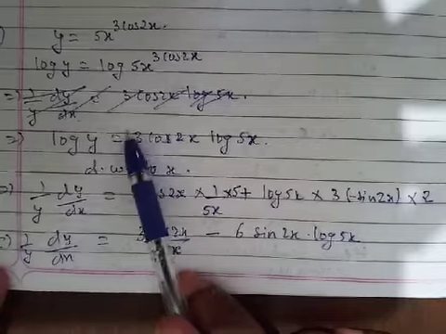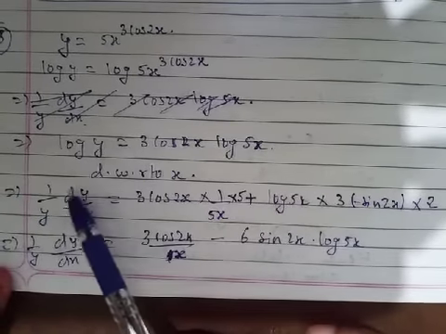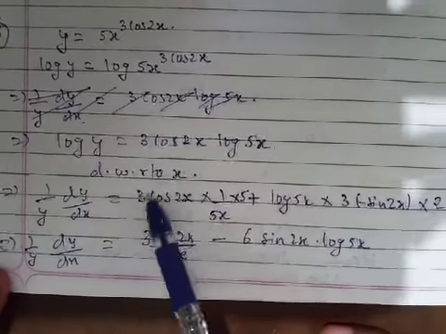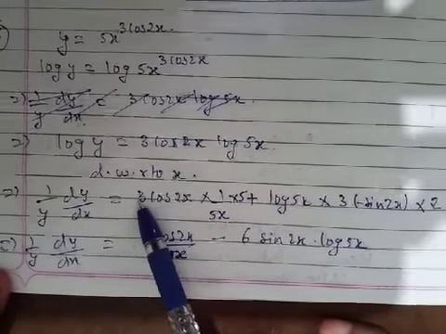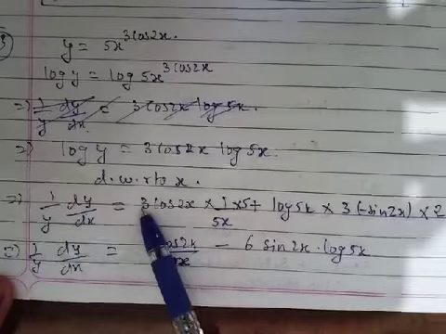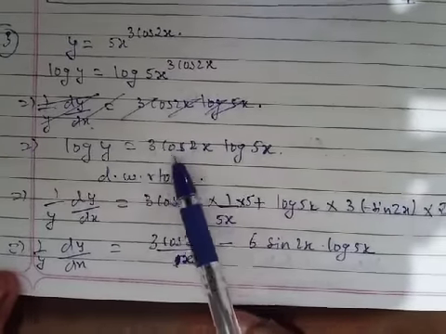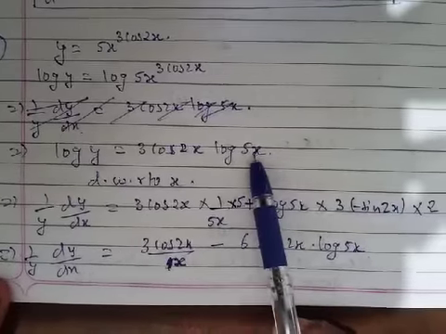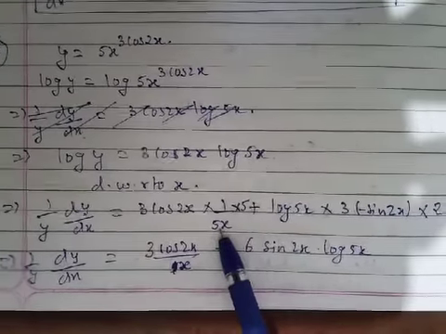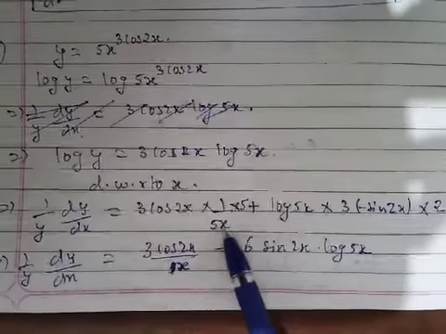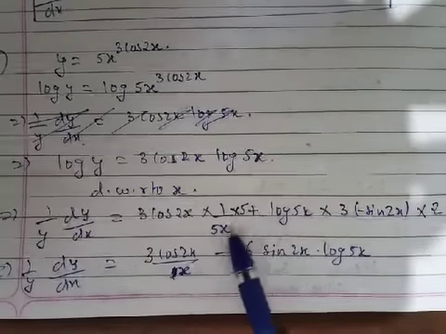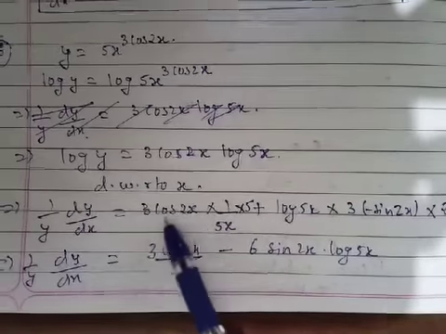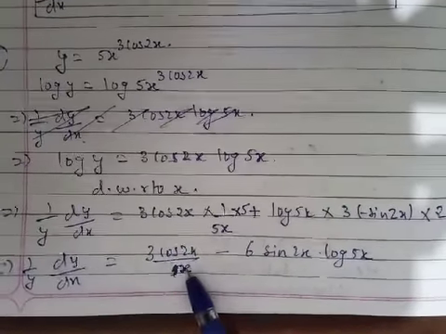3 will be constant. So log y, what is the derivative of log y? 1 by y dy/dx plus 3 is a constant, so it will be kept as it is. If we keep constant cos 2x, then take the derivative of log 5x: 1 upon 5x. And what is the derivative of 5x? 5. So 5 and 5 will cancel out. What we get is 3 cos 2x upon x.